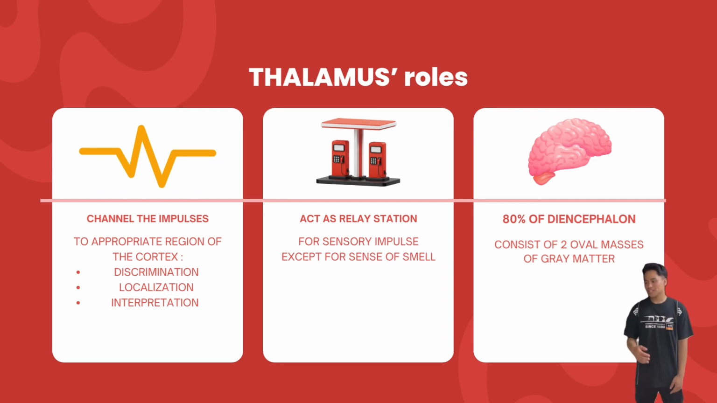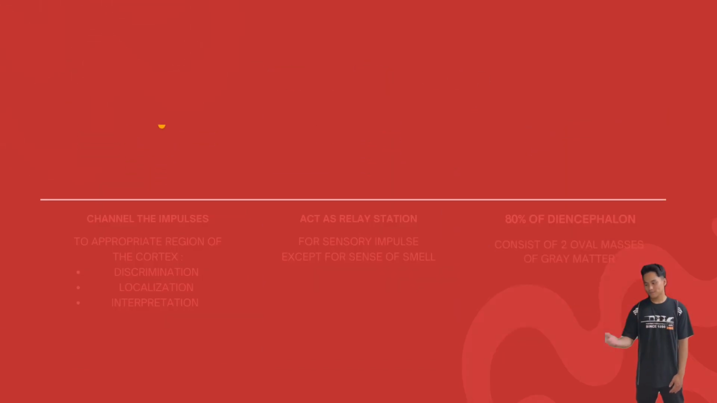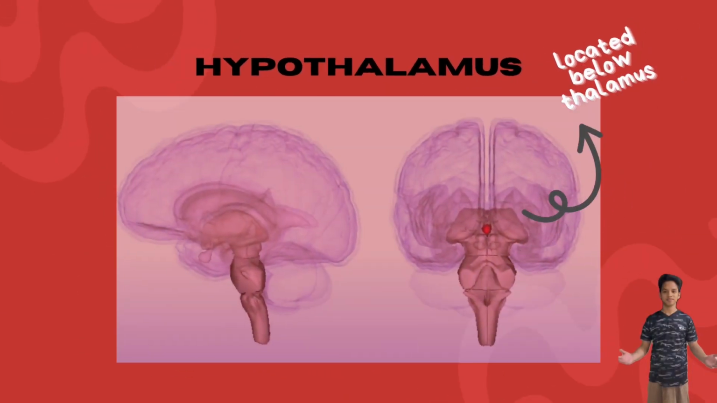It also consists of two oval masses of gray matter, and it acts as a relay station for sensory impulses except for the sense of smell. Lastly, thalamus channels the impulses to the appropriate region of the cortex, whether it is for discrimination, localization, or interpretation. Next, we will move on to the hypothalamus.